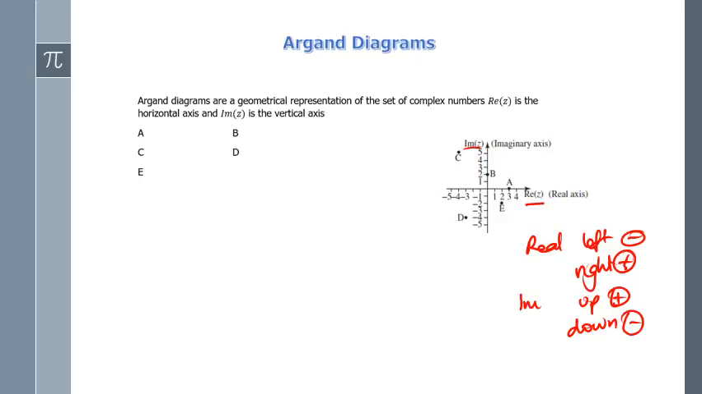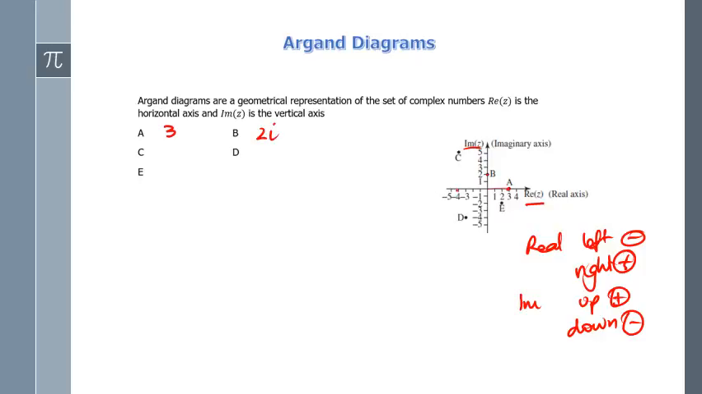So here, if I'm looking at the point A, we've had to go 3 in the real direction and 0 in the imaginary direction, so it's just 3. B, we've had to go none in the real direction and 2 in the imaginary direction, so it's 2i.